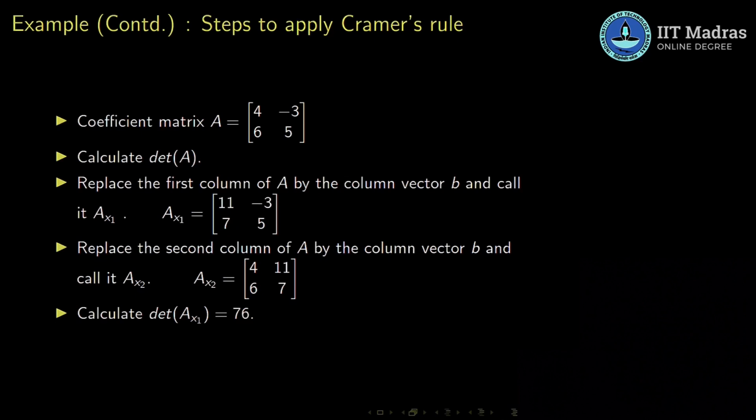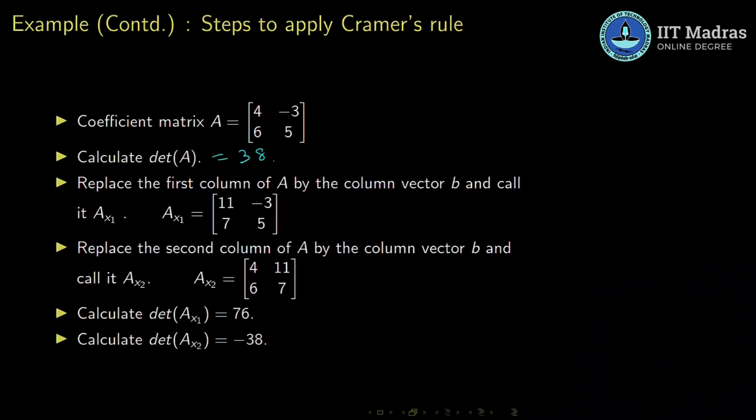Let us calculate the determinant of A x1. This is 11 times 5 minus negative 3 times 7. So, that works out to 76. And then let us calculate the determinant of A subscript x2. That is 4 times 7 minus 11 times 6, that is minus 38. Remember that the determinant of A was calculated to be 38. So, let us keep this in mind: 38, 76 and minus 38.